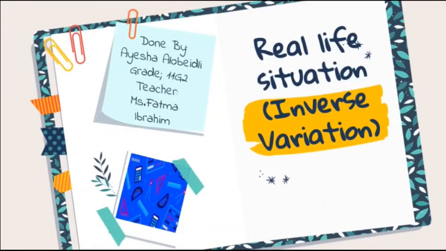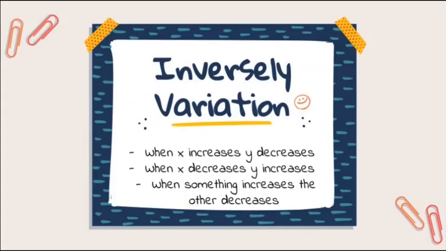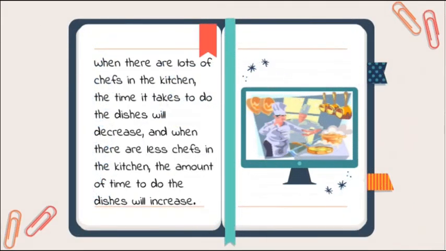A real-life situation, inverse variation, done by Aisha Al-Abeidli, grade 11G2, teacher Miss Fatma Ibrahim. Now what is inverse variation? When x increases, y decreases. When x decreases, y increases. Therefore, when something increases, the other decreases. When there are lots of chefs in the kitchen, the time it takes to do the dishes will decrease. And when there are fewer chefs in the kitchen, the amount of time to do the dishes will increase.